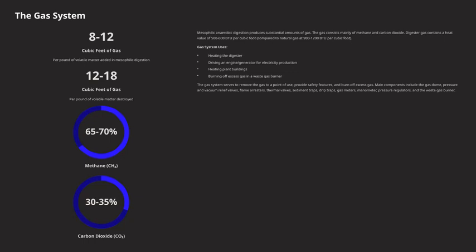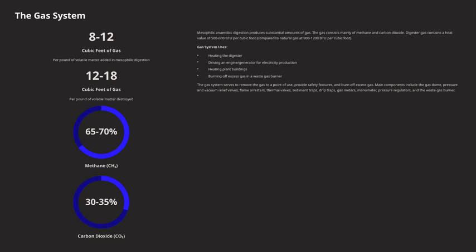Let's take a closer look at the gas system, which is a crucial part of the digestion process. When we talk about the amount of gas produced, we're looking at two main measurements. First, the cubic feet of gas generated per pound of volatile matter added during mesophilic digestion. Second, the cubic feet of gas produced per pound of volatile matter actually destroyed. These metrics help us understand the efficiency of the process.